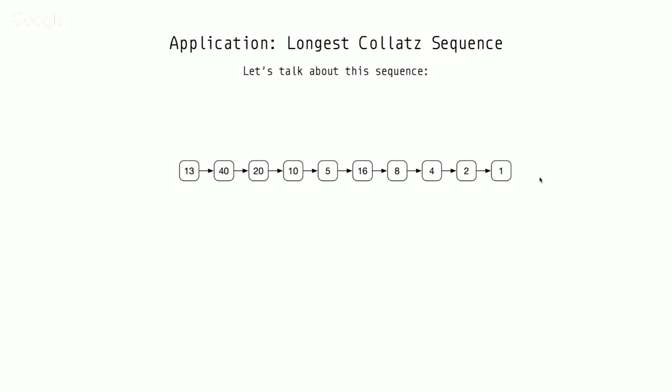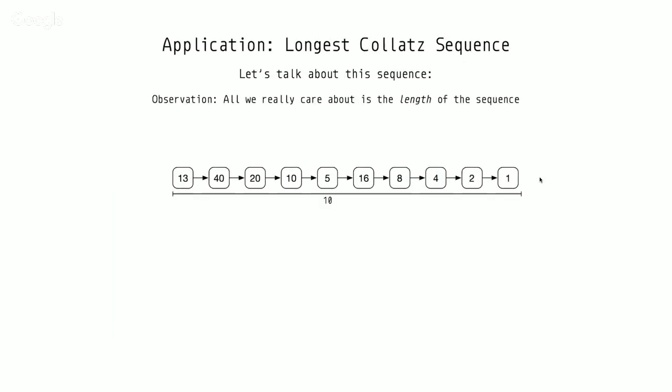So let's just look at that sequence that we had before. We're starting at 13 and we're going down to 1. So the first thing that we need to observe is that really all we care about is the length of this sequence. This sequence is of length 10, and that's all we care about because that's all the problem asks for. We want to know the length of the longest sequence under 1,000,000. So the sequence starting at 13 has 10 elements in it.